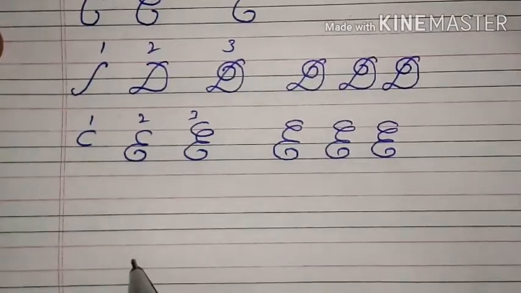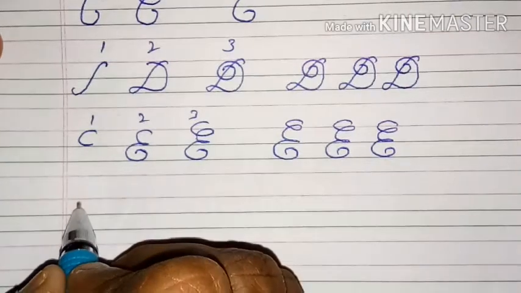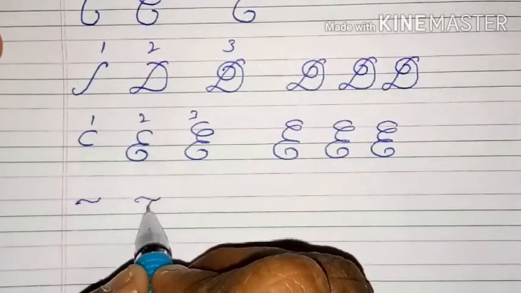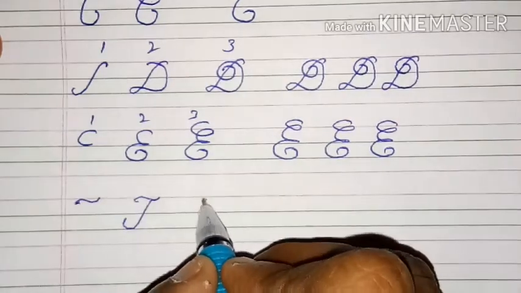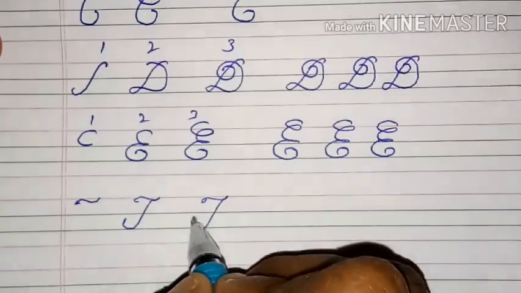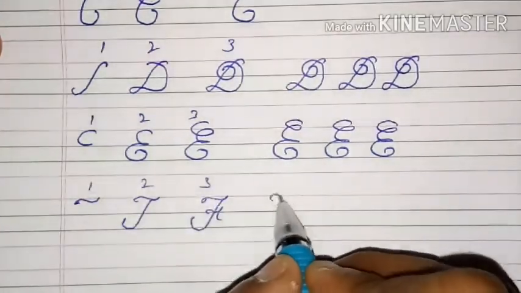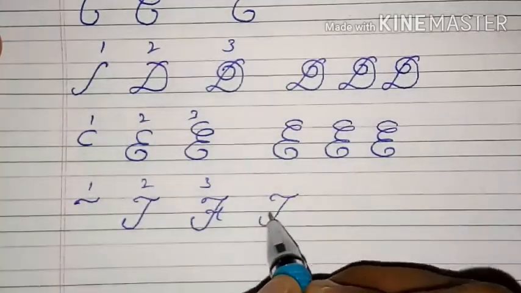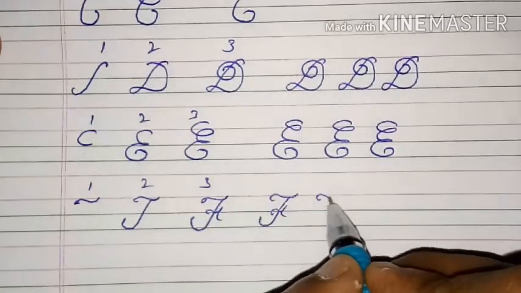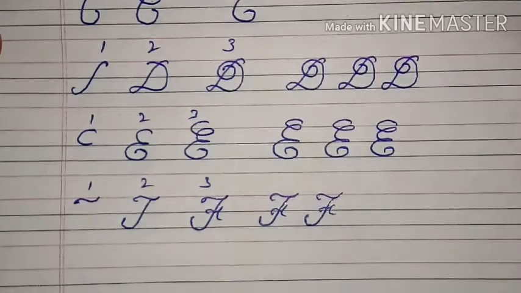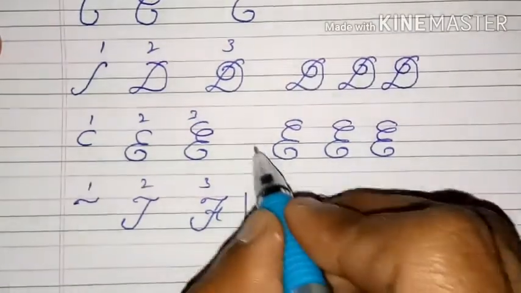Next, F. F can be divided into three strokes. One is this one, and next one is this one, and the third one is this one. 1, 2, 3. Like this we write.